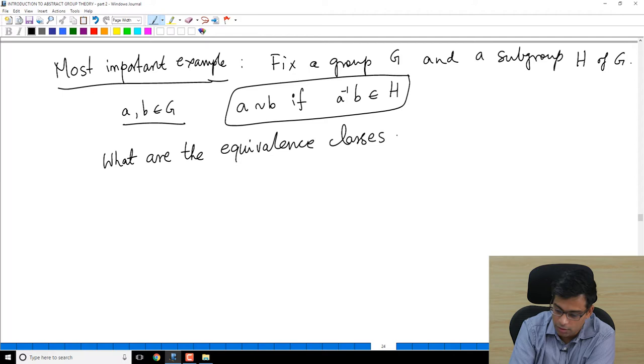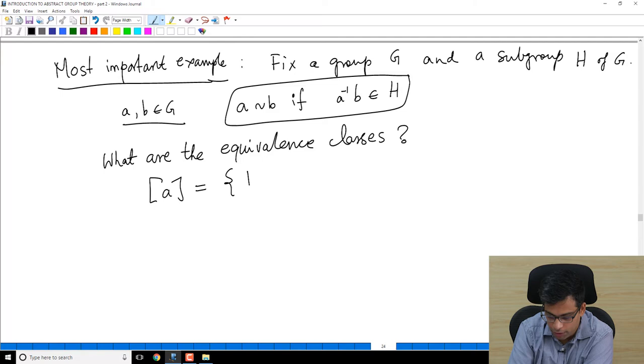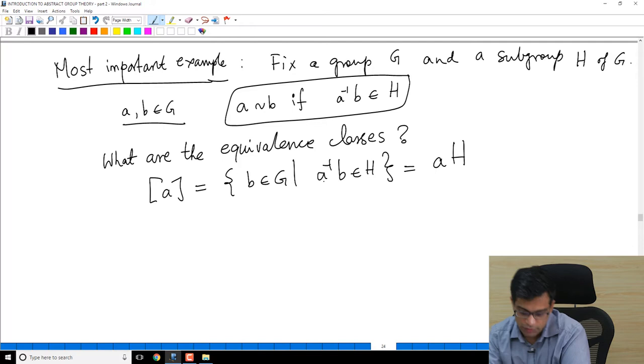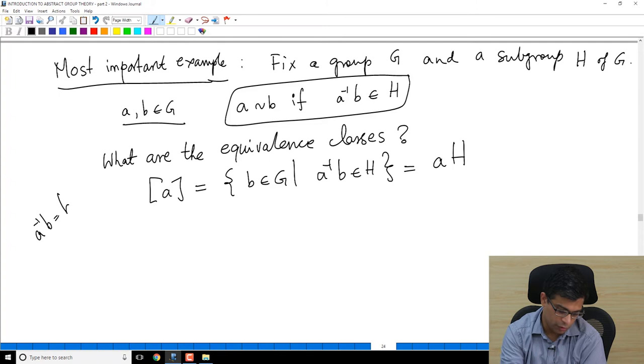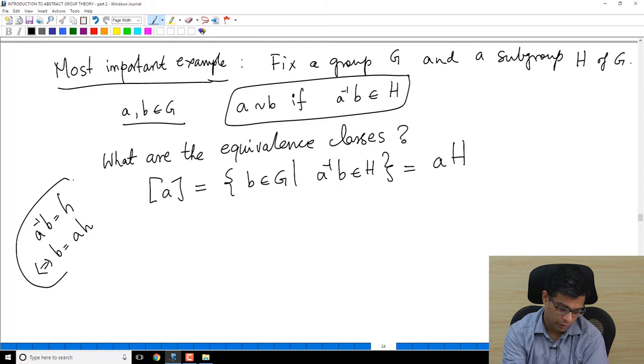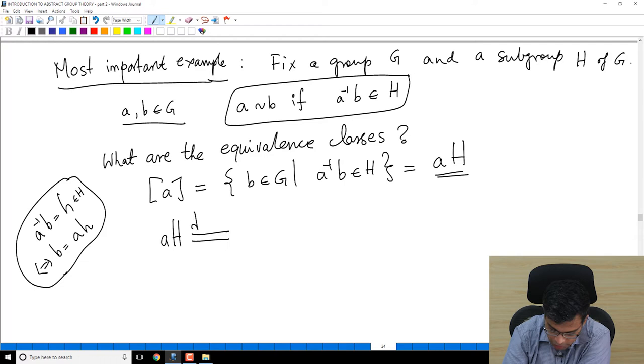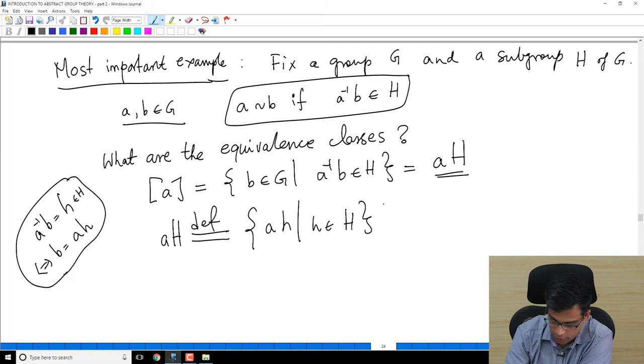And we discussed this, I think. The equivalence class of A is all B in G such that A inverse B is in H. But this is the same as AH, because if A inverse B is in H, A inverse B is equal to small h, so B is A times h. So B is related to A if and only if B is A times an element of H. So this is just this set. This set, remember, is my notation. The definition is this. So the equivalence class of A is simply AH.